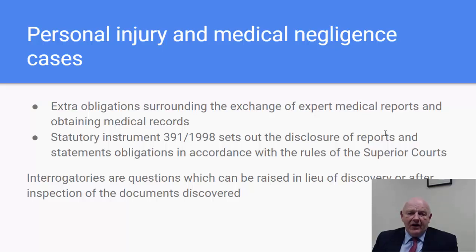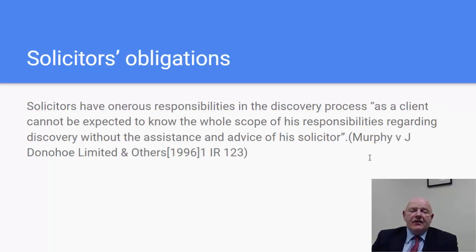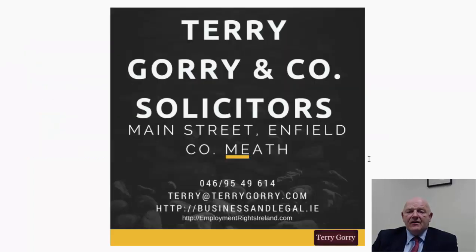Interrogatories then are questions which can be raised in lieu of discovery or after inspection of the documents discovered. It may be necessary to seek a Mareva injunction or an Anton Piller order as part of the discovery process in order to prevent the disposal of assets or documents. The solicitor has onerous obligations in the discovery process, as a client cannot be expected to know the whole scope of his responsibilities regarding discovery without the assistance and advice of his solicitor. So that's a well-established principle that a solicitor does have onerous obligations in respect of discovery.